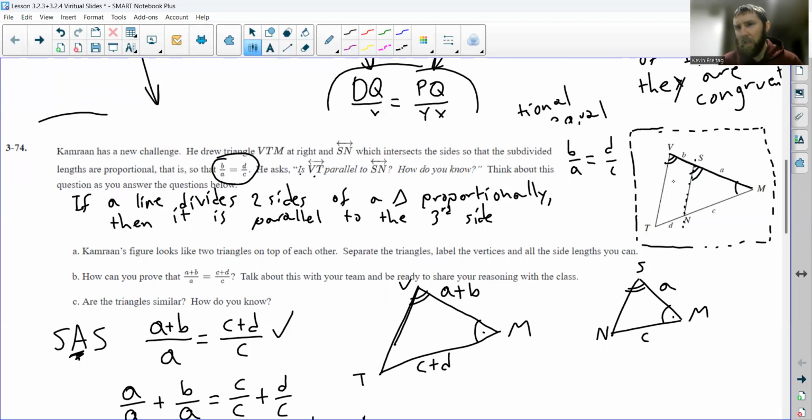Not only are they corresponding angles in the triangles, but aren't they also corresponding angles with this line and a transversal? Sure. Well, what do we know about the lines that a transversal crosses over if the corresponding angles are the same number of degrees? What do we know about the lines? They have to be parallel, right? That's the converse of the corresponding angles theorem. So because the triangles are similar, then the angles are congruent, and then I know the sides are parallel, right? So those lines are parallel. SN and VT, parallel lines, yes.